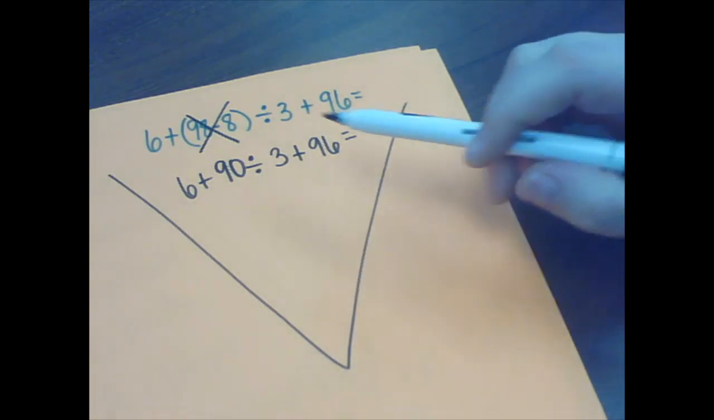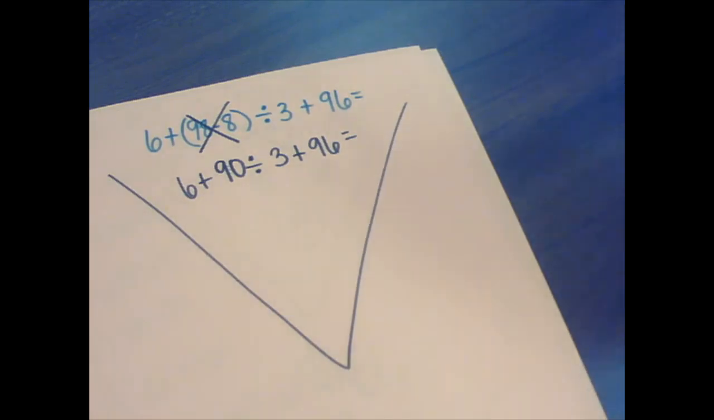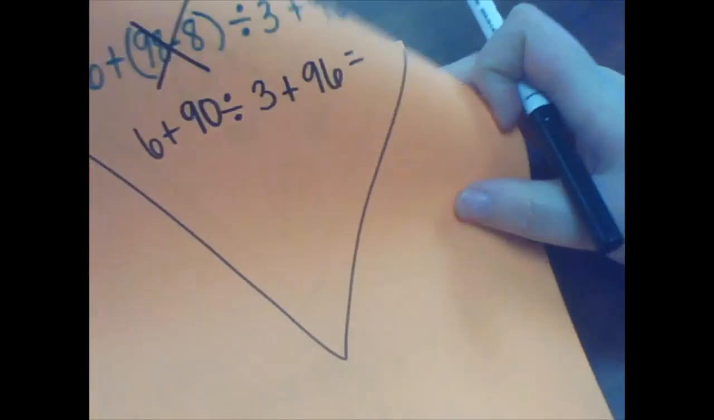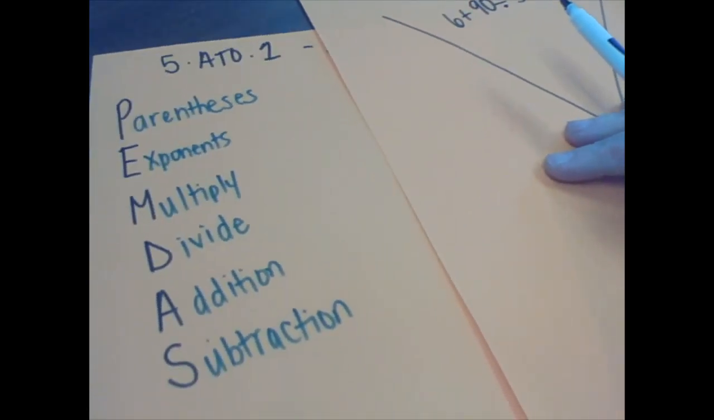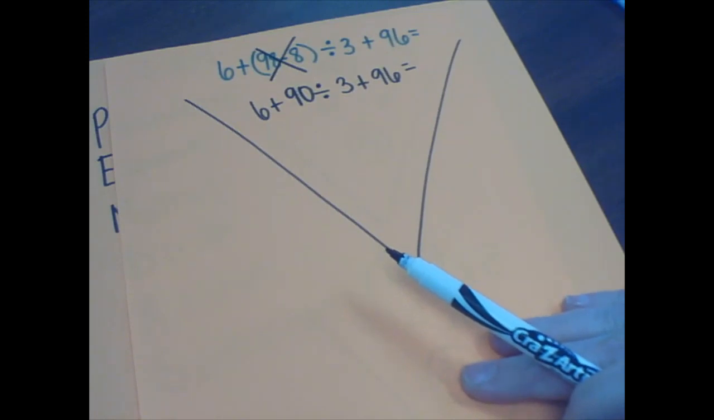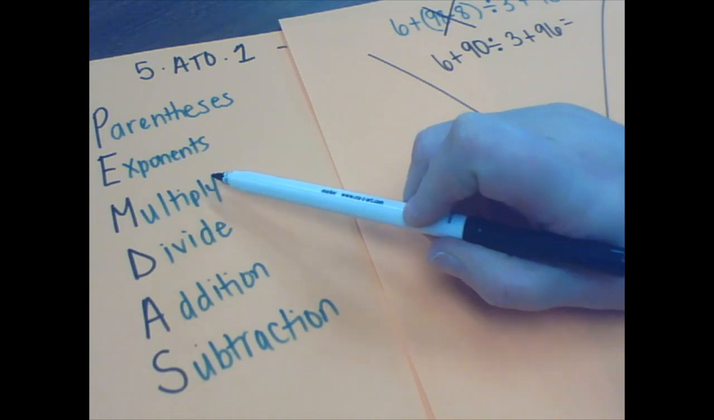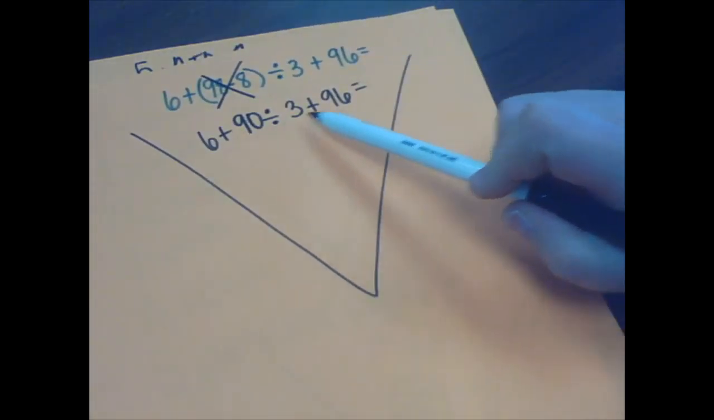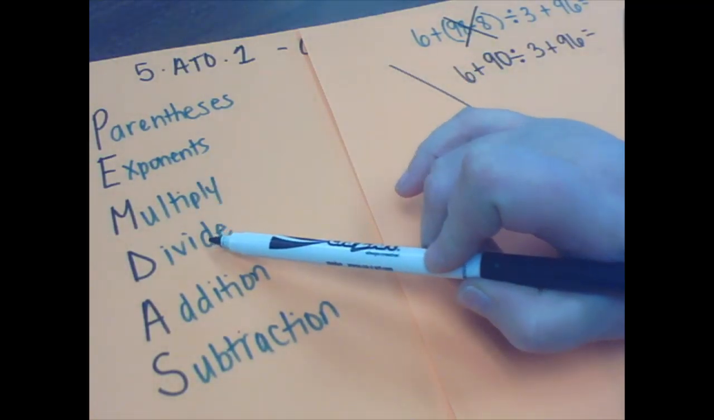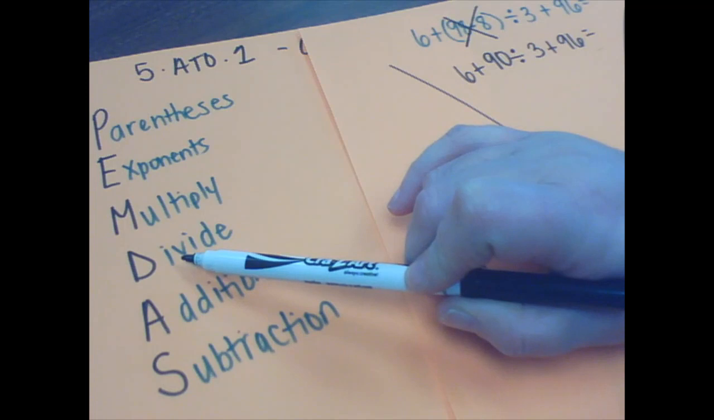So now I've got this big problem. 6 plus 90 divided by 3 plus 96. I don't even know where to start. I knew I did parentheses, but what comes next? Okay, exponents. Well, I don't have any exponents in this problem, so I can move by that. Multiplication comes next. Well, I don't have any multiplication, so I can keep moving. Division comes next, so now I have to divide before anything.